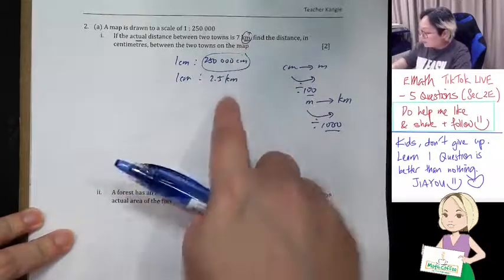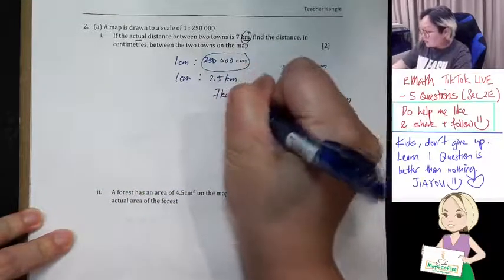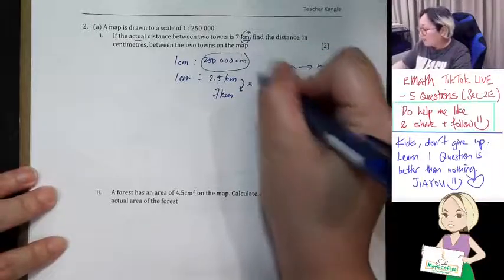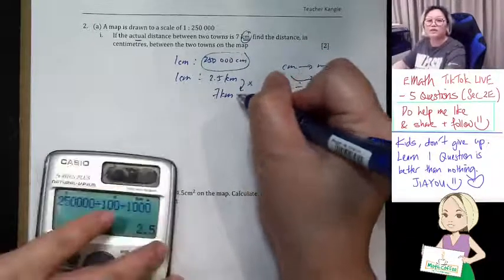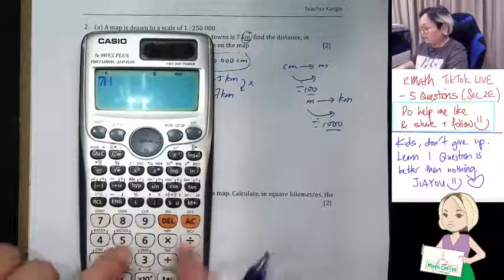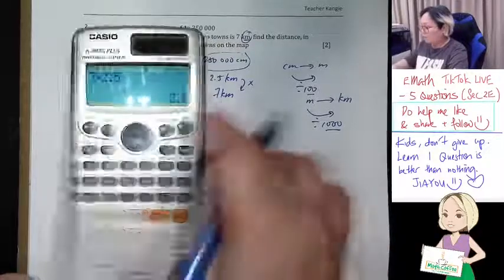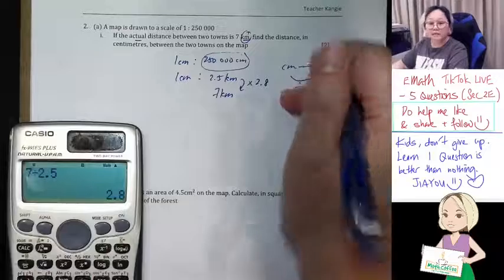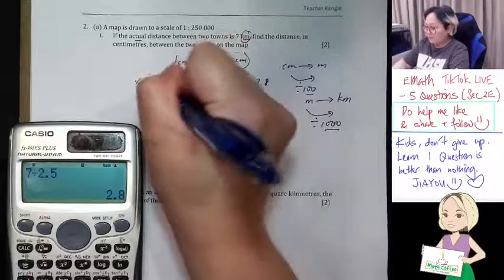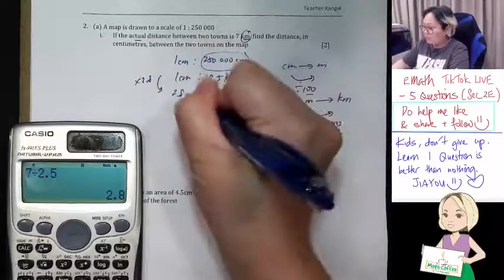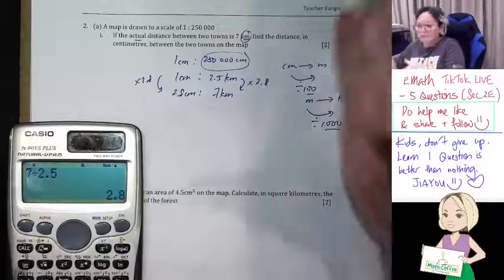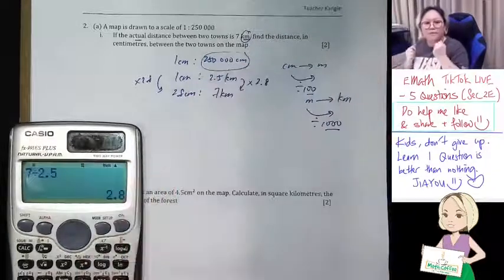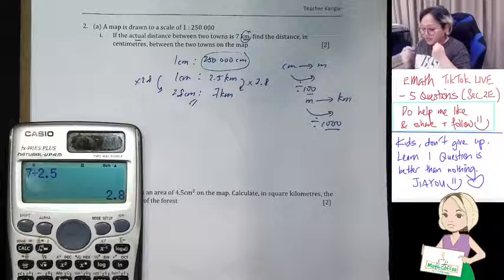So next, 7 km is actual, right? So I'm going to put 7 km on the right hand side. Now kids, the question is 2.5 multiplied by what gives me 7? You take 7 divided by 2.5 and you get 2.8. Multiply by 2.8, and you do the same on this side. So in order to represent 7 km on the map, you use 2.8 cm. And 2.8 cm is the answer.